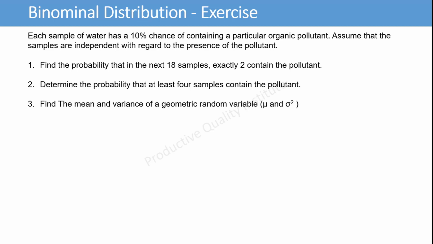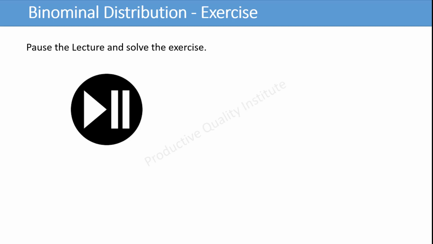1. Find the probability that, in the next 18 samples, exactly 2 contain the pollutant. 2. Determine the probability that at least 4 samples contain the pollutant. 3. Find the mean and variance of a geometric random variable. Please pause the lecture and perform the exercise.